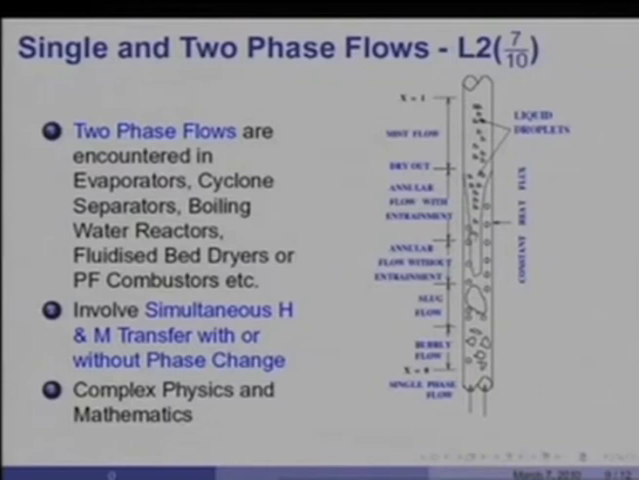But if you go further down, you will find the interface between the liquid water and the water vapor becomes very unstable, and it causes rupture of the interface, sputtering out water droplets into the core of the flow. So, water vapor and water droplets coexist in the core of the flow, while the water still surrounds the inner surface of the tube. Such a situation is called annular flow with entrainment, where the water droplets are getting entrained into the core.